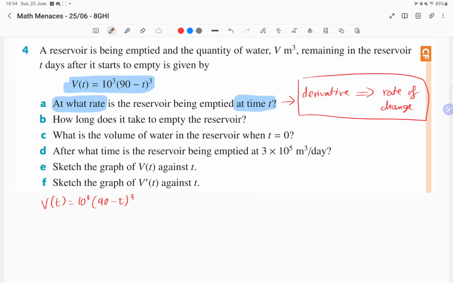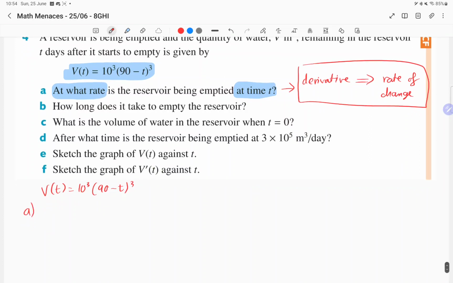Do I leave it as 10 to the power of 3, or do I change it? You can change it. I would change it. So V'(t), I would change it into 1000 times (90 minus t) to the power of 3. The 1000 constant will just be the same, and then you derive the brackets. So would it be negative 3000 times (90 minus t) squared? Correct. Okay.